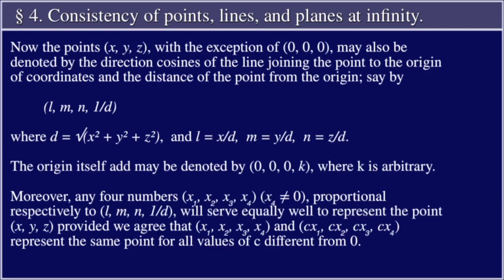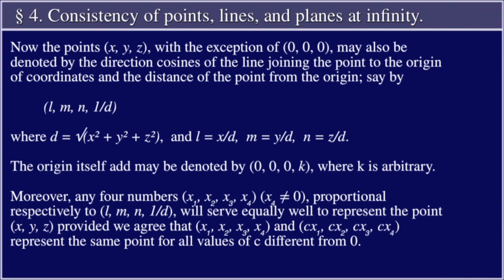Now the points x, y, z, with the exception of 0, 0, 0, may also be denoted by the direction cosines of the line joining the point to the origin of coordinates and the distance of the point from the origin, say by L, M, N, and 1/d, where d is equal to the square root of x squared plus y squared plus z squared, and L = x/d, M = y/d, N = z/d. The origin itself may be denoted by 0, 0, 0, k, where k is arbitrary.